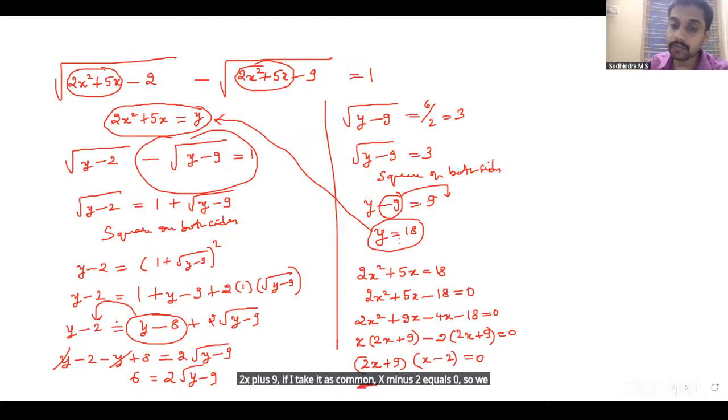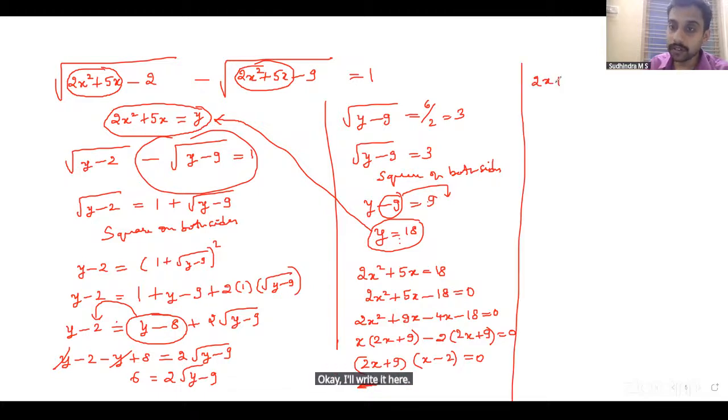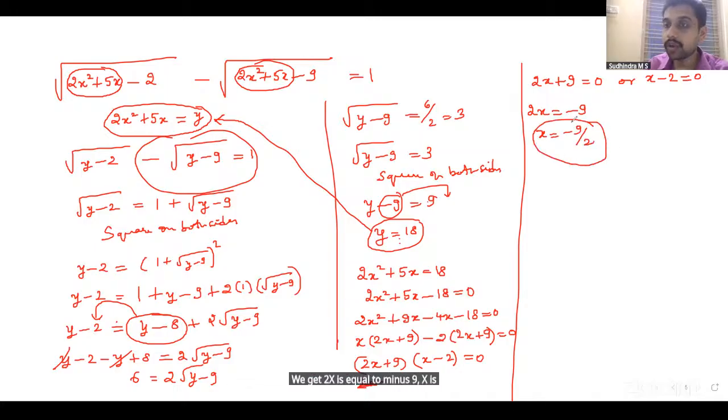So we get 2x plus 9 equals 0, or x minus 2 equals 0. We get 2x is equal to minus 9, so x is minus 9 by 2, or x is 2. Okay, x is minus 9 by 2 and 2. Clear?